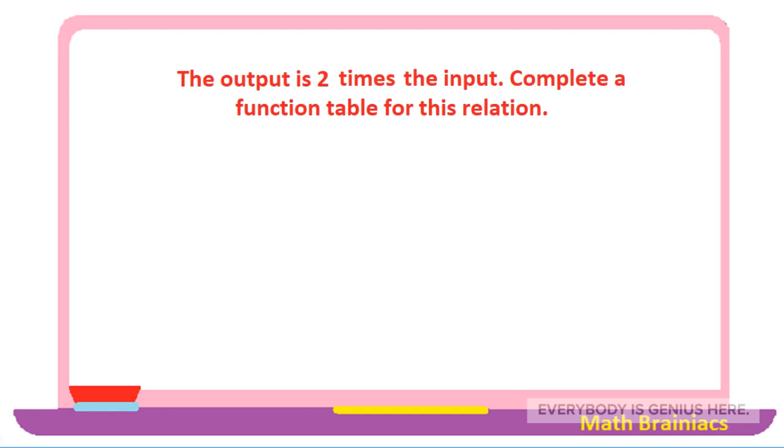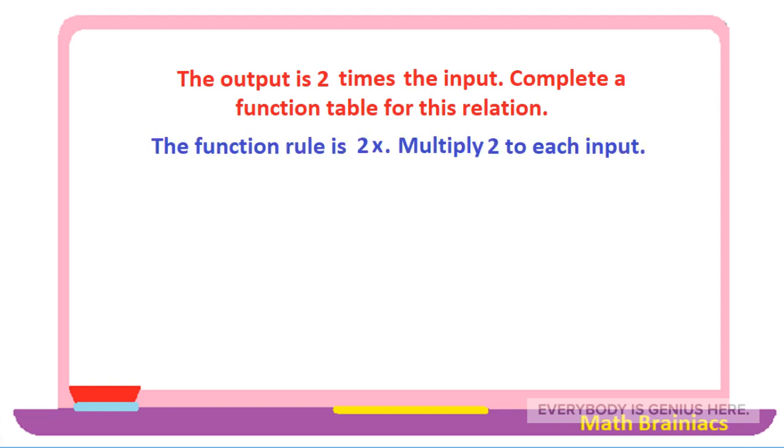Let us work on another example so that you can understand the lesson well. The output is 2 times the input. Complete the function table for this relation. So, the function rule is 2x. We're going to multiply 2 to each input.